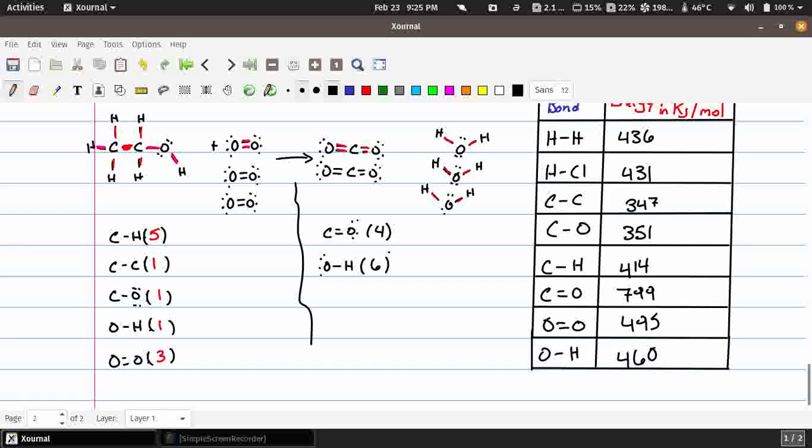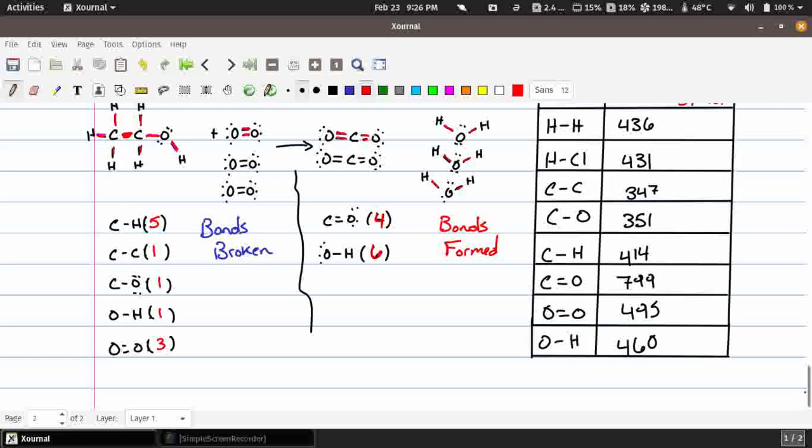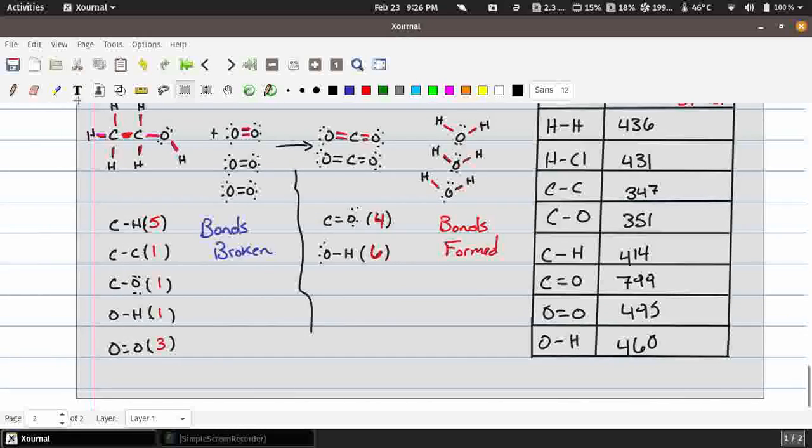Now, since we know everything that we've got, let me do this in red also. Let's also label these so we don't get distracted. These are bonds broken and bonds formed. Okay, so now we have to plug this into the formula. I'm going to copy and paste all this to the next page.